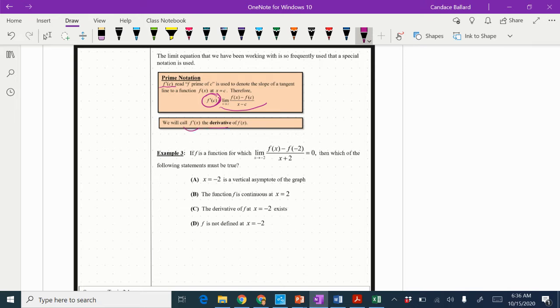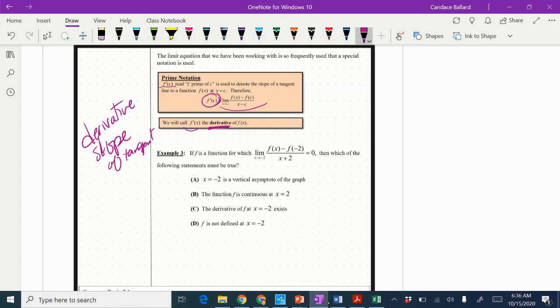F prime actually stands for the derivative of the function f of x. So that word derivative and slope, or slope of the tangent line, are actually the same thing. Okay, so we're going to use slopes of tangent lines to find derivatives.